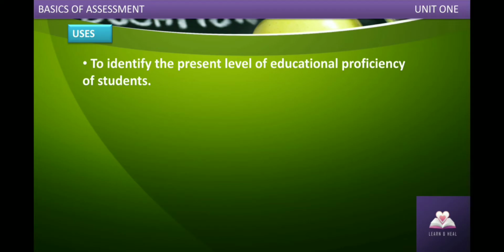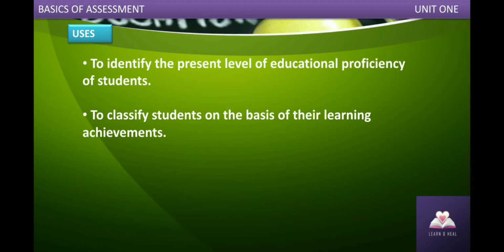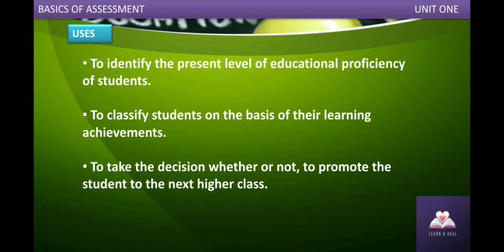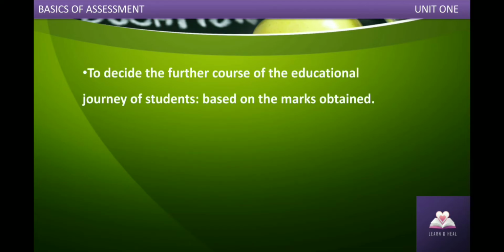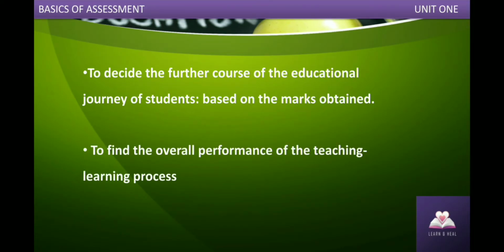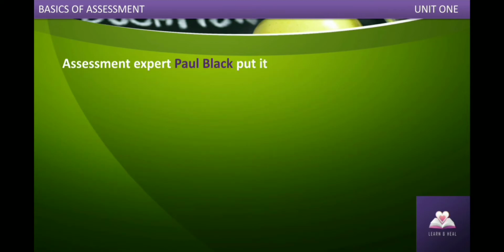To identify the present level of educational proficiency of the student, to classify the students on the basis of their learning achievements, to take the decision whether or not to promote the student to the next higher class, to decide the further course of the educational journey of the student based on the marks obtained, to find the overall performance of the teaching learning process throughout the academic year. How was this learning process or teaching process, that can be understood.